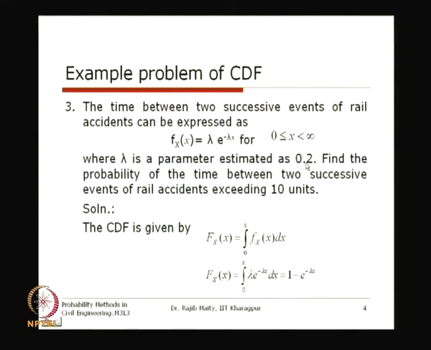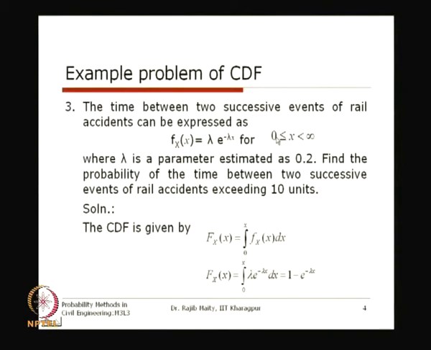With this parameter lambda equals 0.2, we have to find the probability that the time between two successive events of rail accident exceeds 10 units. Suppose the units are not specifically mentioned here, so it is 10 units. What is the probability that two successive events of rail accident will exceed 10 units? First of all, from this probability density function we can get it from integration. To get the cumulative distribution function, we have to integrate this probability density function from minus infinity to x.